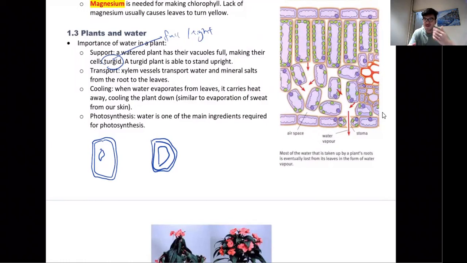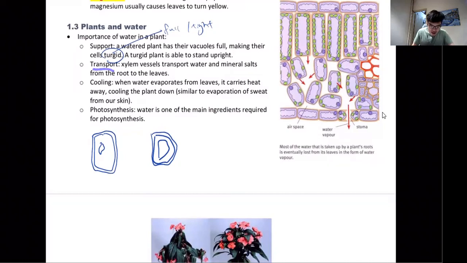Okay, so for support, some veggie they just look wilted because they just don't water them. That's why they look very not attractive. That's why water is important for support. Next, transport. Xylem vessels transport water and mineral salt from the root to the leaf. Since you learned this last year, right?